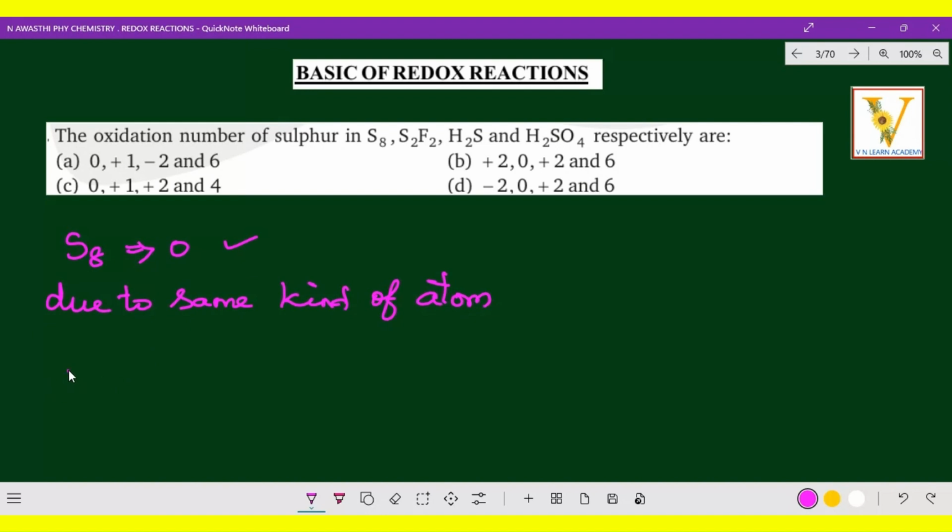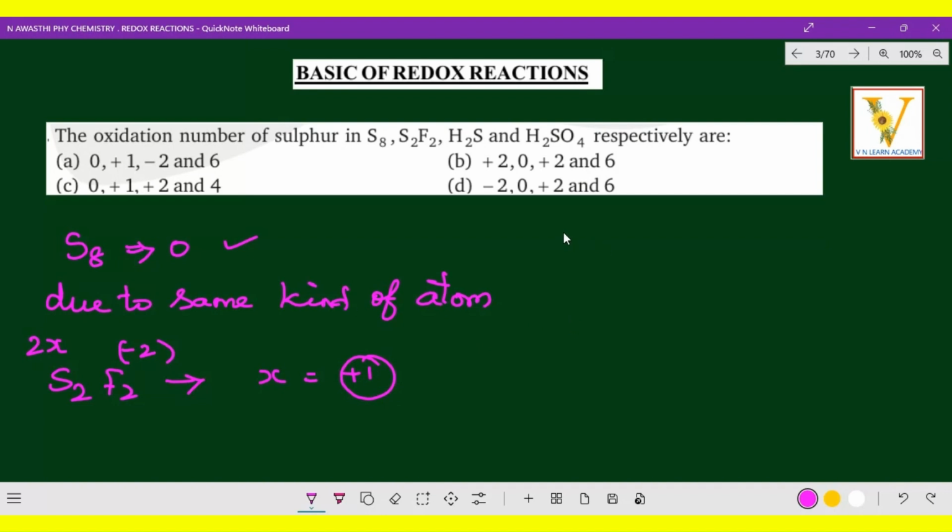Now the second one, S2F2. What is the answer? F2 is actually -1 each, so you will get -2. Here sulfur is X, so 2X equals +2, so X equals +1.